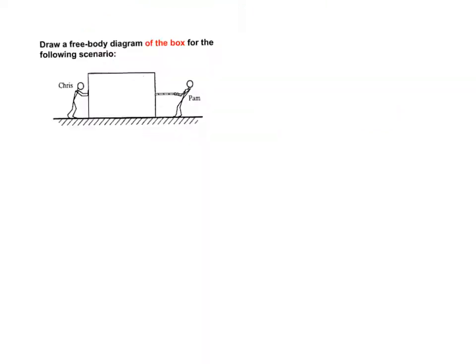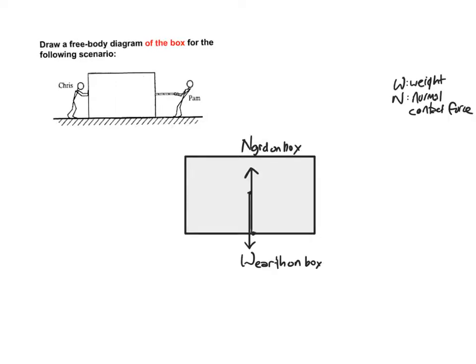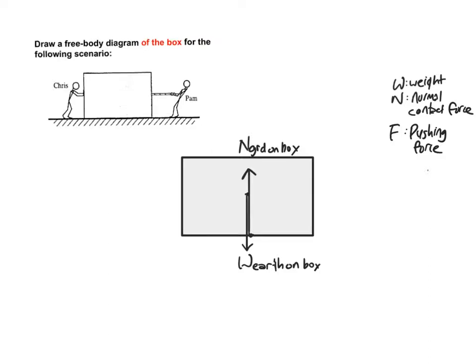Let us look at one more example of a box being pushed by Chris and being pulled by Pamela. Again, I will draw a simple box to represent the box on the ground. Over here, we have seen the box being drawn with the weight of the box and the normal contact force acting on the box being labeled properly. Next, there should be a pushing force by Chris acting on the box. Let us draw that in. And this force is exerted by Chris acting on the box.